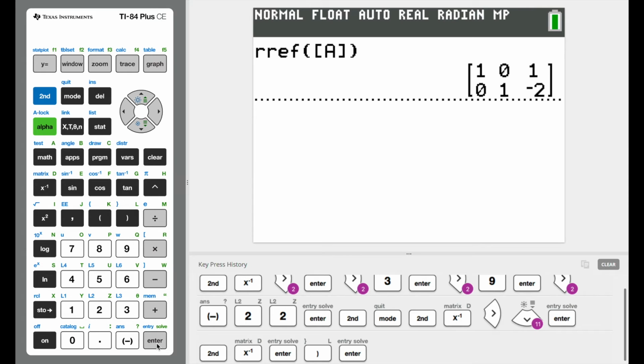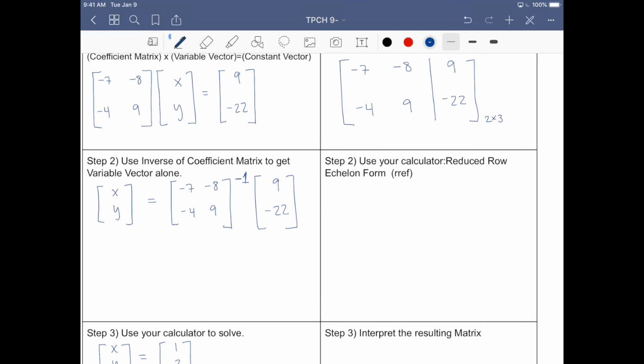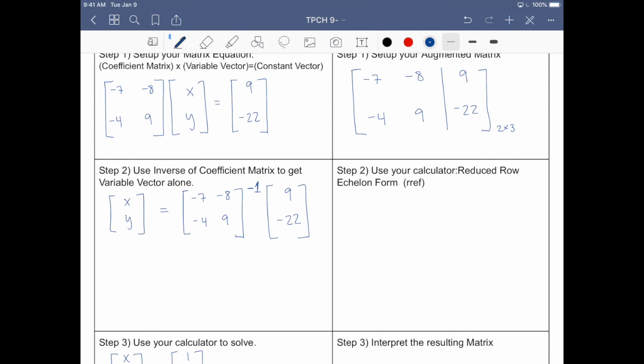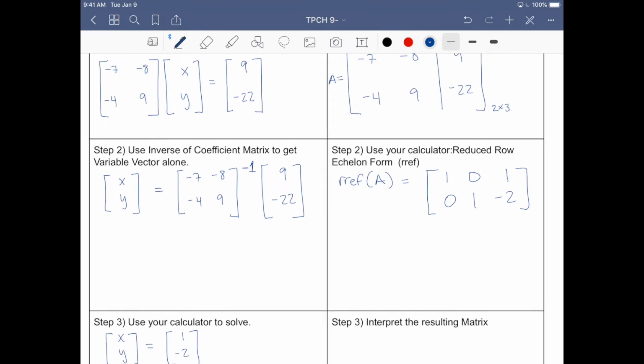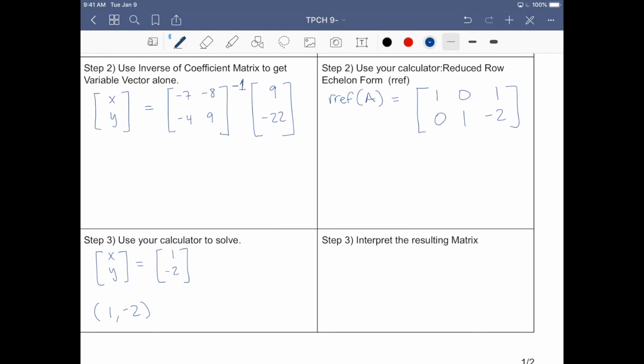Alright, so on paper, let's say we labeled this as matrix A. If on your paper you said RREF of A, then I know that you used your calculator to do it. Now just tell me what it says when you press enter. 1, 0, 1, 0, 1, negative 2. Okay, now step 3, let's interpret the resulting matrix that we get.